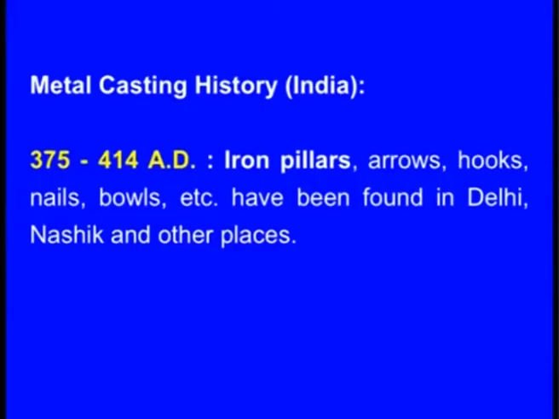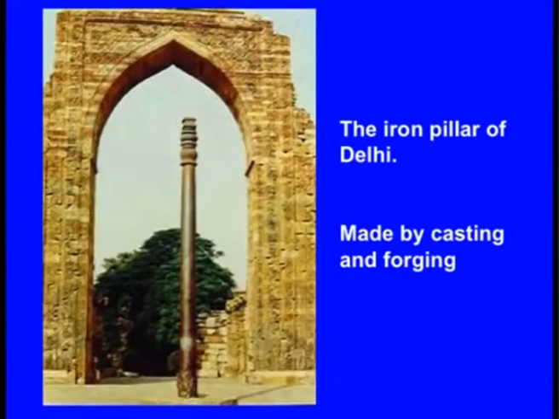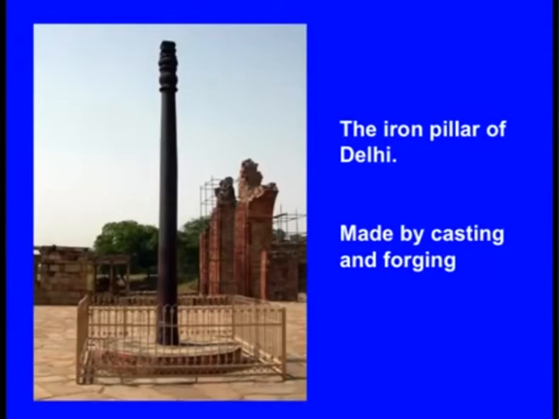Now, during 375 to 414 AD, iron pillars, arrows, hooks, nails, bowls, etc. have been found in Delhi, Nashik and other places. Now, this is the iron pillar of Delhi. This was manufactured by casting and forging together. This iron pillar we can see near Qutub Minar in Delhi. So, this is the iron pillar of Delhi.